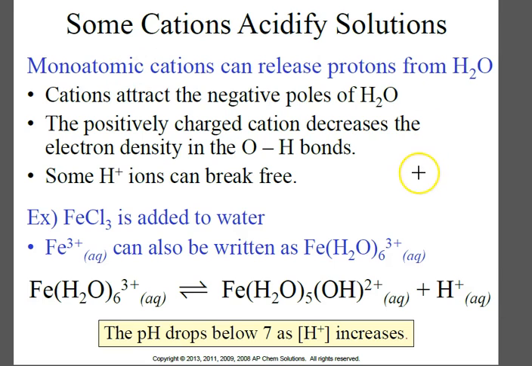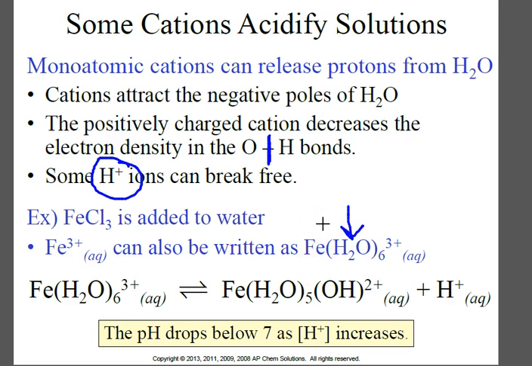Some other examples of things that could act like acids are monoatomic cations, and we'll talk about why as we look here. The cations can attract the negative poles, the oxygen part of the water. The positively charged cation will then decrease the bond strength in the water, so some hydrogen ions could break free from the water. For example, if iron 3 chloride was added to water, the iron 3 could pick up some water, and the oxygen part of the water is surrounding the iron.